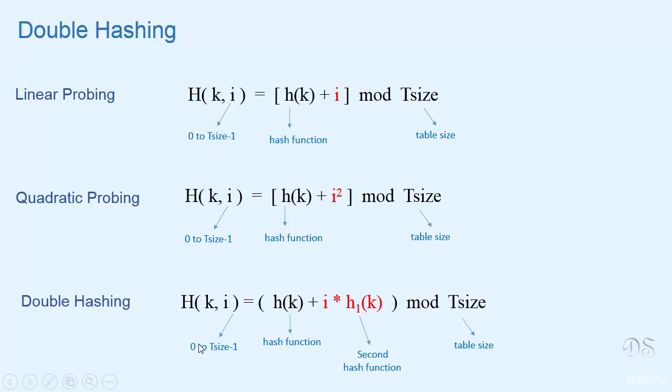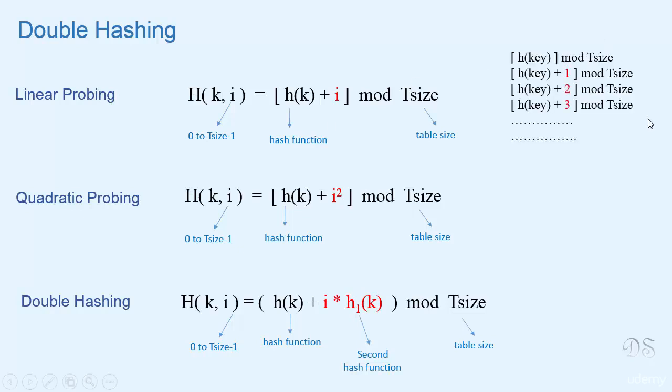Now if two keys are mapped to the same location by this first hash function, then it is not necessary that those two keys follow the same probe sequence, as was the case in linear probing or quadratic probing. Here the probe sequence for both the keys will be different because the increment factor will be different for both the keys. And this increment factor will be different because the value of this hash function will be different for both the keys.